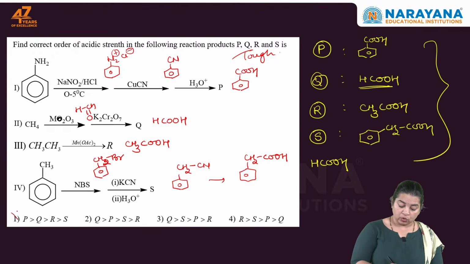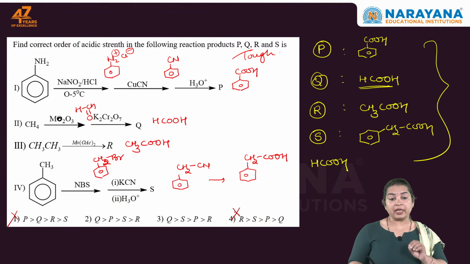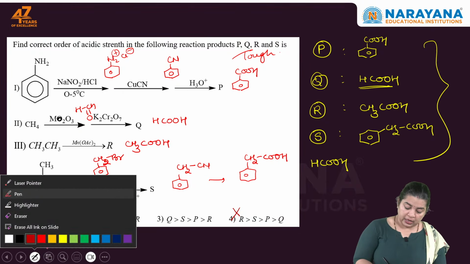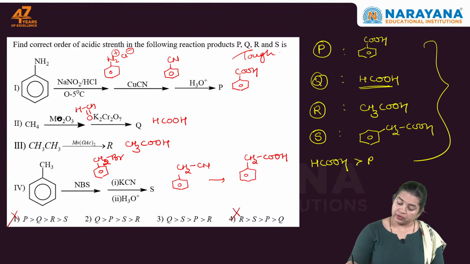P, no, this cannot be the answer. R, where was R? Oh, acetic. This cannot be the answer. We'll eliminate the options from the start. Now we are left with two choices where Q has to be the strongest. After this, we are looking for benzoic acid to be number 2 in the order, right?